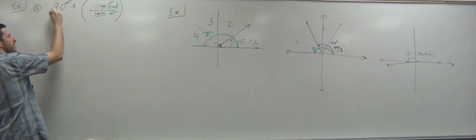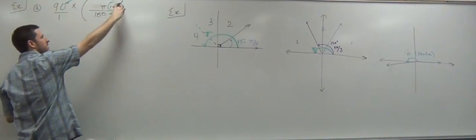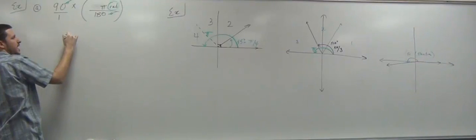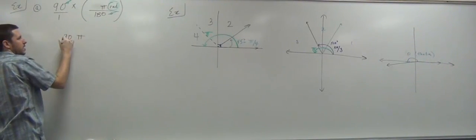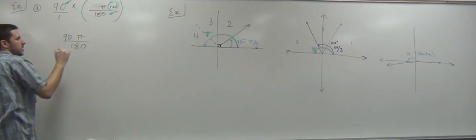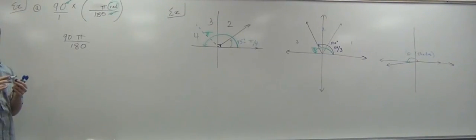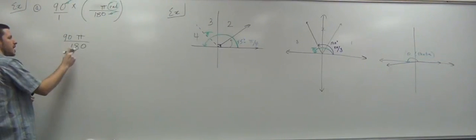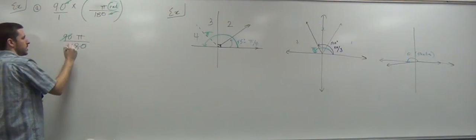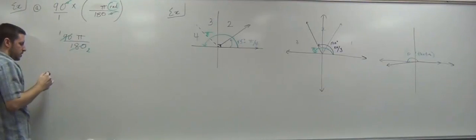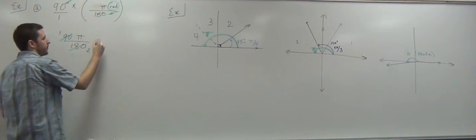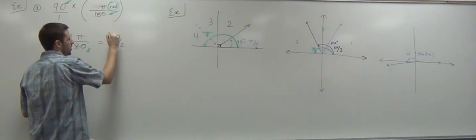So altogether, if I think of this as 90 over 1 and multiply straight across, I get 90 times pi over 180. Degrees is gone because the unit canceled. And then I just reduce. 90 on top, 180 on bottom, leaves me with a 1 over 2. So this is pi over 2. Which is what we got.